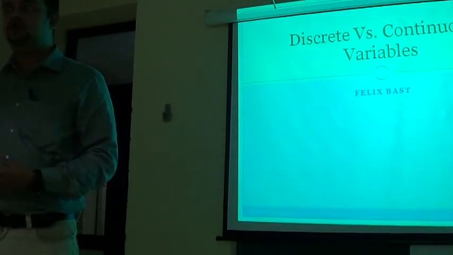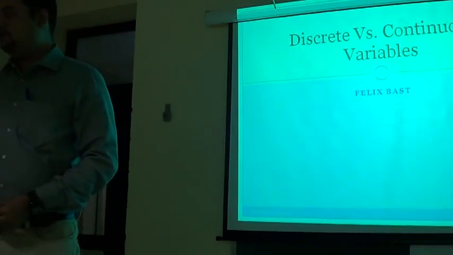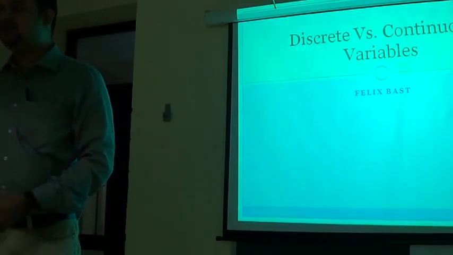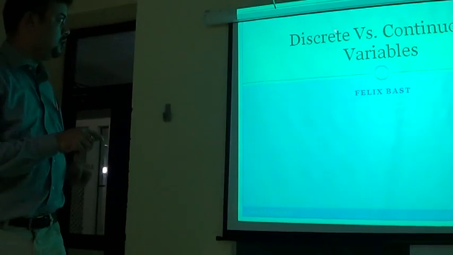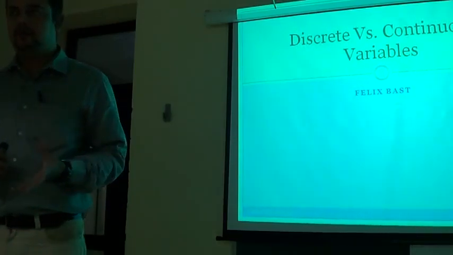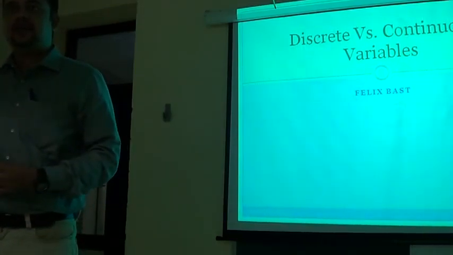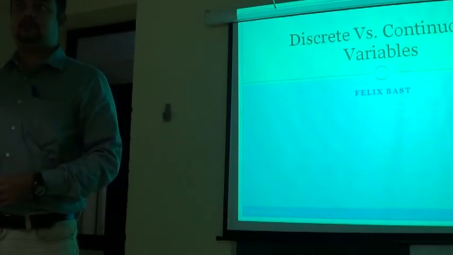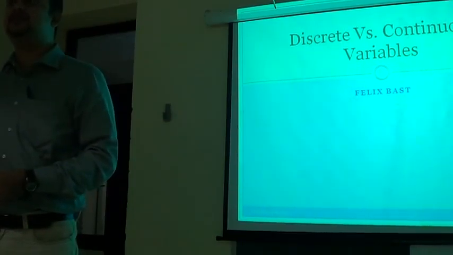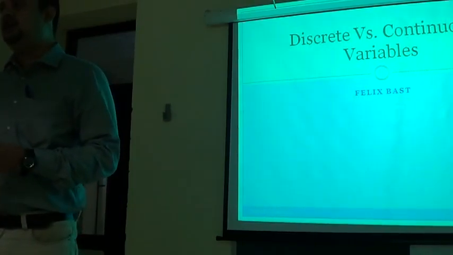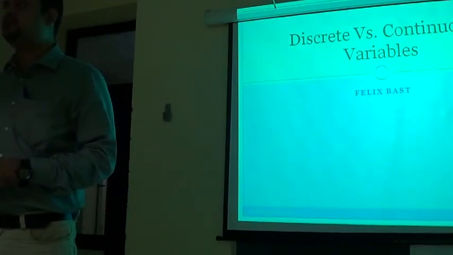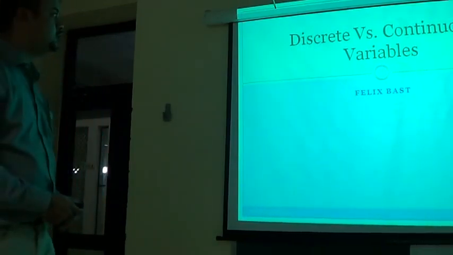Okay, so there are two things I'm planning to complete in this class. One is you should know the difference between discrete variables and continuous variables, and another one is levels of measurement. Normally we call it either levels of measurement or scales of measurement. So what are these two?